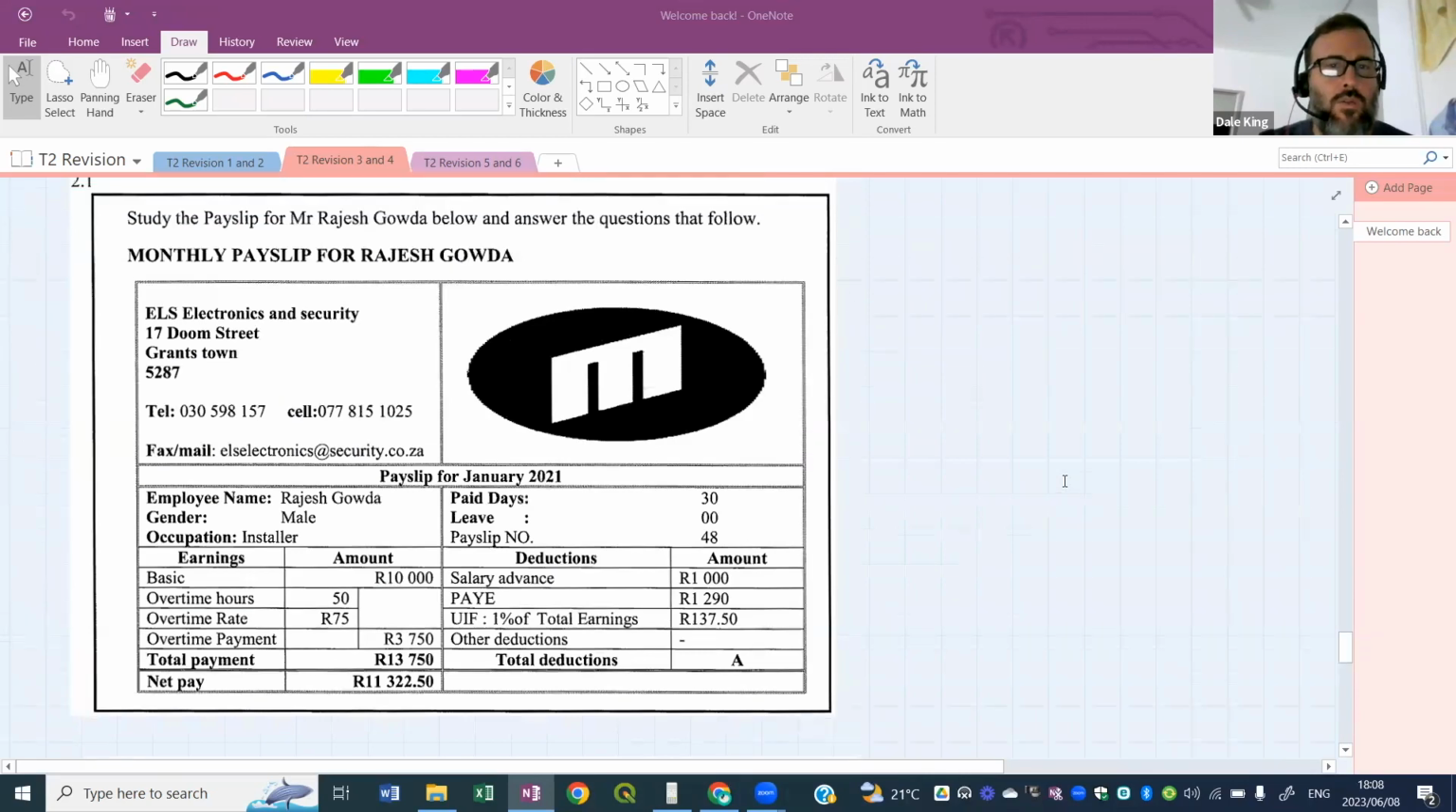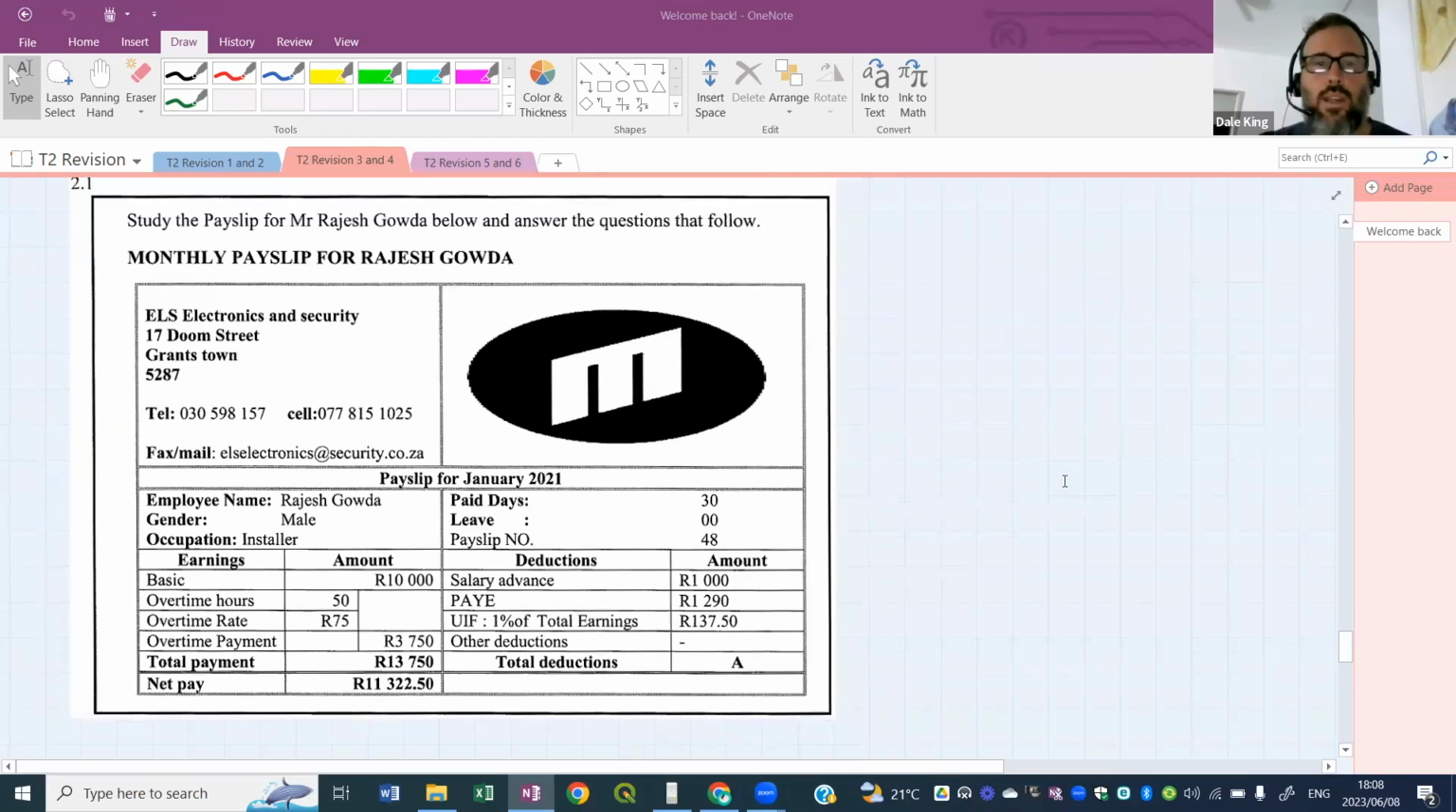So here's the first question. And you must remember, these are all exam type questions. These all come from exams. So this revision course is all about looking at exam contextual questions.